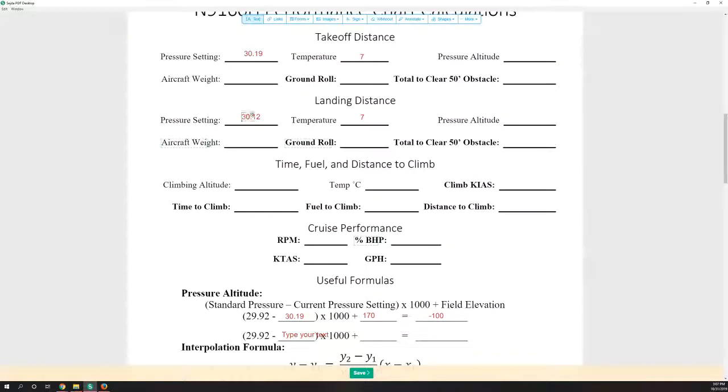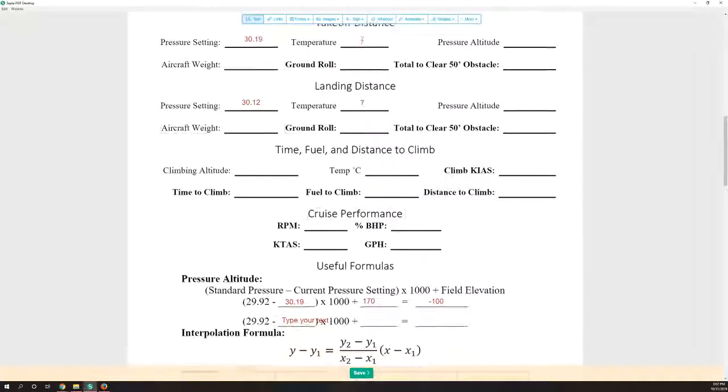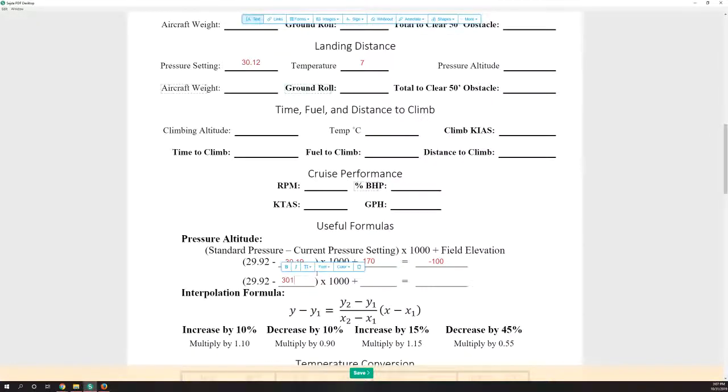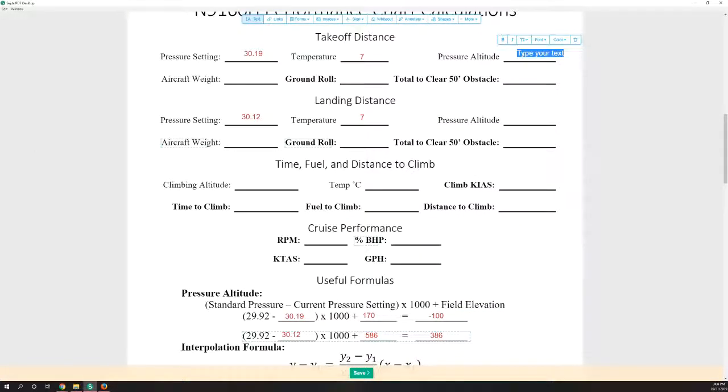And if we did it landing there, pressure setting 30.12, times 1,000, and then we're going to get field elevation 586 there at Shelby County, and we're going to get an answer of 386 when we plug that into a calculator. All right, so we can take these numbers. For Tuscaloosa, which is going to be our takeoff, we're going to be negative 100, and for landing, we're going to be 386.